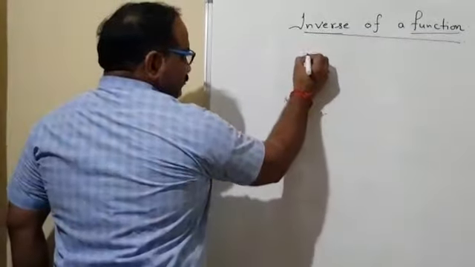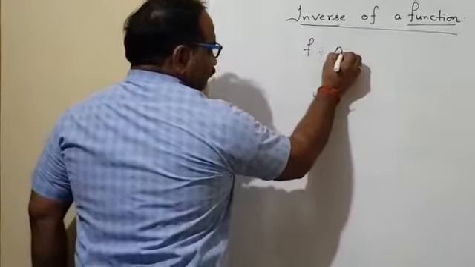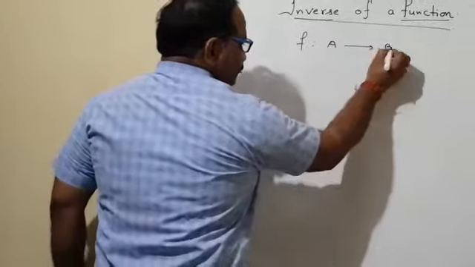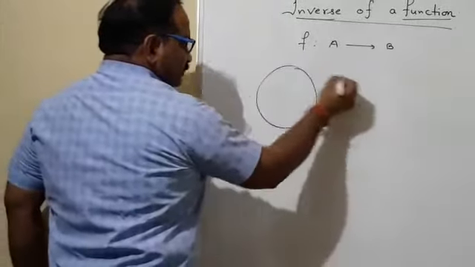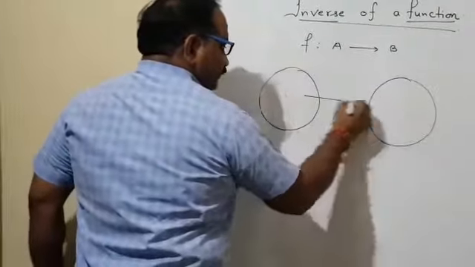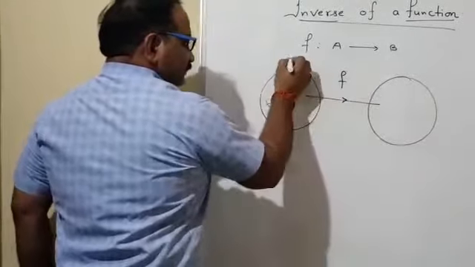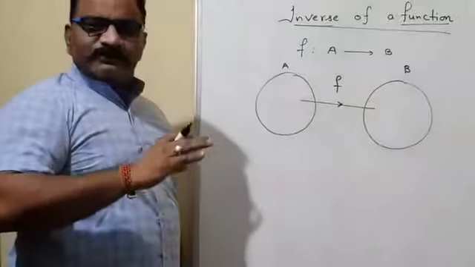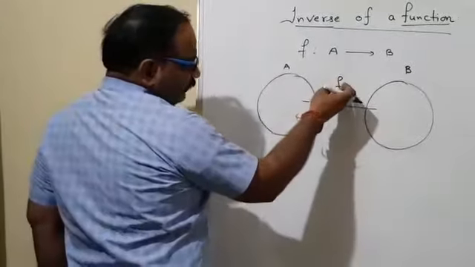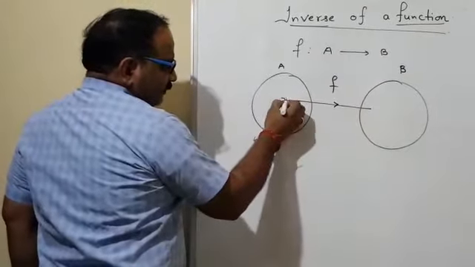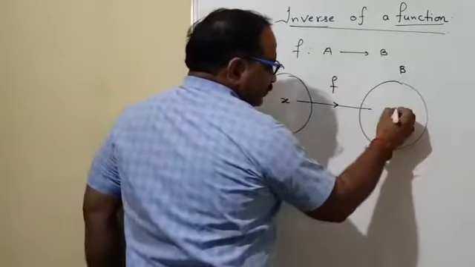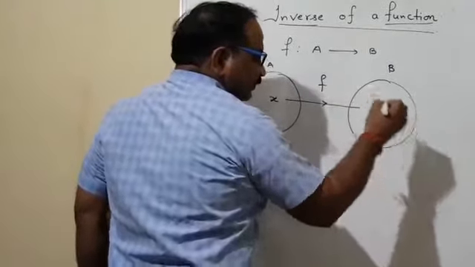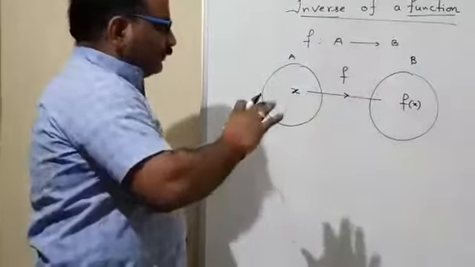For that purpose, let a function f be defined from set A to B. Diagrammatically, I can say this one. There is the function f, set A, and set B. We should understand the role of the function itself. The role of a function f is what? It will take the element x from the set A and come to the term f(x) in the set B. That is the role of function f.